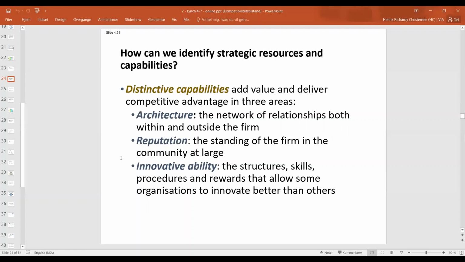So these are simple areas that we try to look into, say, okay, given this resource analysis, do we have any architecture that will help us? Do we have reputation? Do we have innovative abilities? Because that might lead us to say, then we have a specific sustainable competitive advantage within this particular area. So these are areas to analyze. These are the things that we are looking for in the organization by looking at our resources.